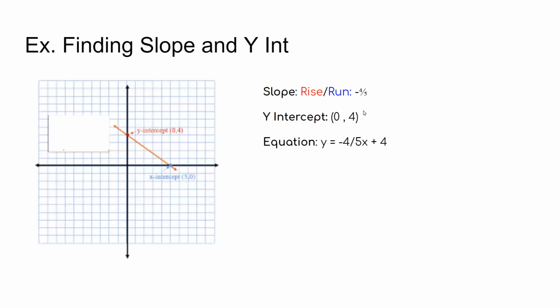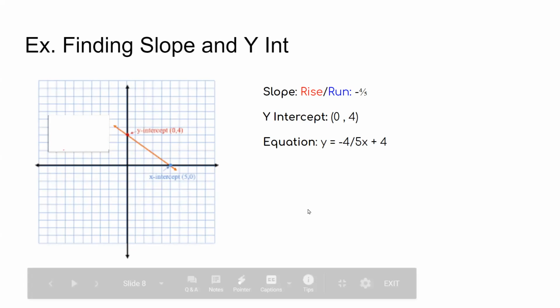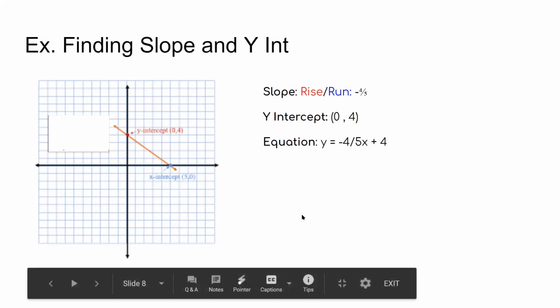And here's another example. In this example, our rise over run is -4/5. You notice how the slope is going down. So that means your slope has to be negative. And you're going down by 4 and then moving over to the right by 5. So that means your slope will be -4/5. Then your y-intercept is 0, 4 because we have given it to you. And your equation will be y equals -4/5 times x plus 4. Make sure that you remember that you're multiplying this entire slope by x.